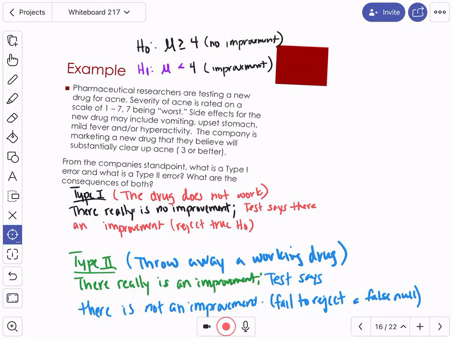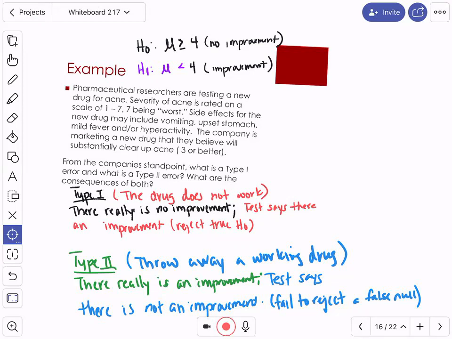The other one, type 2, you throw away a working drug, right? The drug works, but we think it doesn't work. So we throw it away and start all over again. Well, what happens? We don't get a chance to sell our drugs, so we're going to lose money. We're throwing away a good product, and people aren't going to have a chance to buy our product, so we're going to lose money.